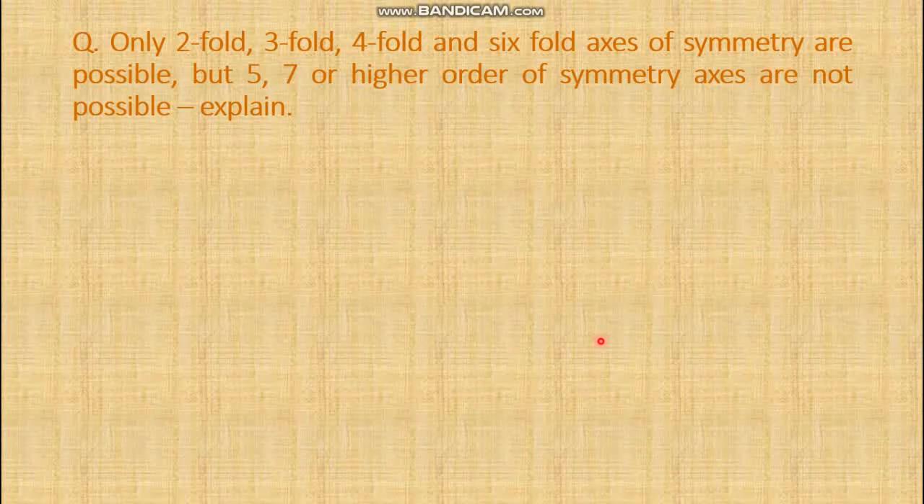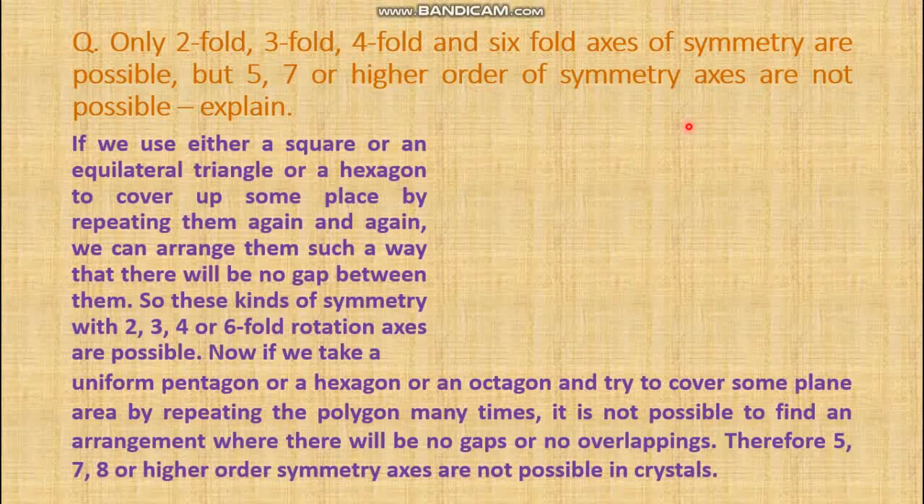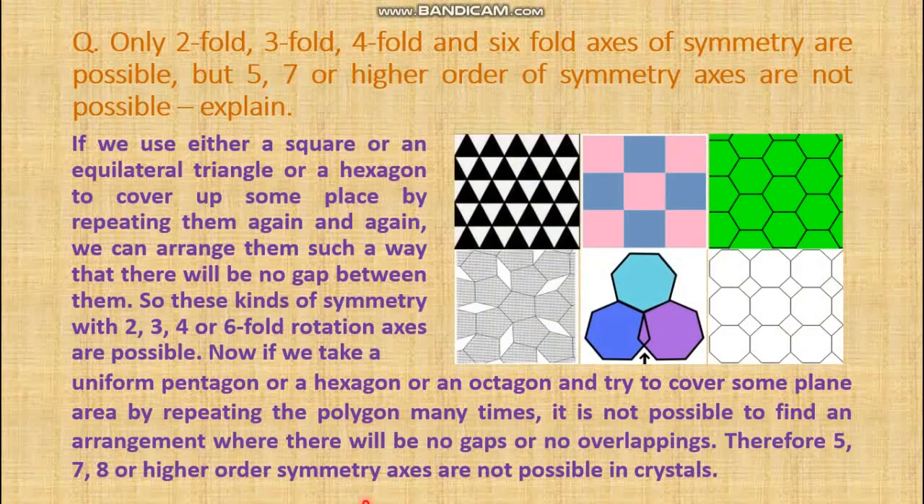Now next question is, only 2, 3, 4 and 6 fold axes of symmetry are possible, but why not 5, 7 or higher order? Why not 8 fold axis? Why not 9 fold axis, or 5 fold or 7 fold axis? There are 2 types of answers. One answer is logical. What is the logic? Let's see the diagram first, then the description would be easier to understand.